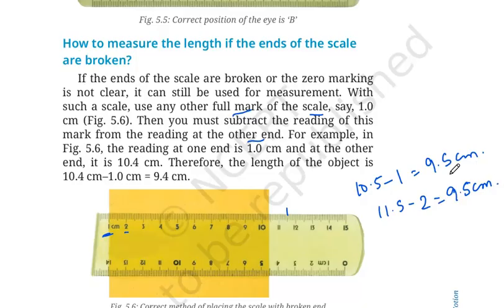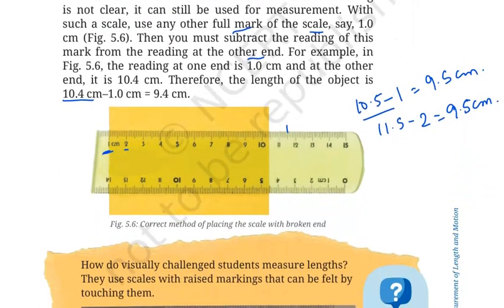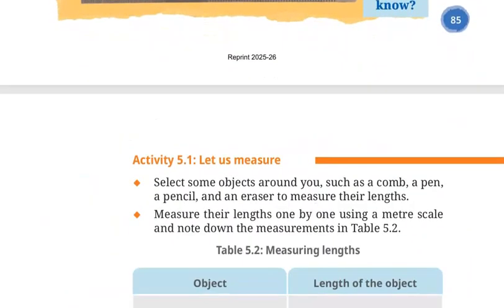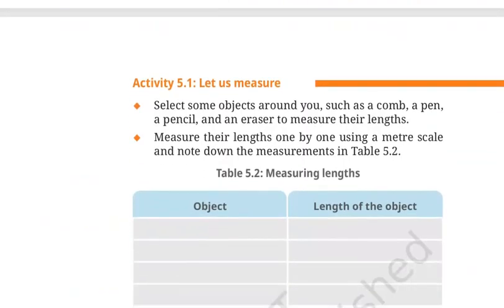So here they have taken precisely 10.4 or 9.4. I'm taking it as 9.5, or 10.5. You can take anything. So understood how we are going to use a broken scale? Clear? Here is an activity.